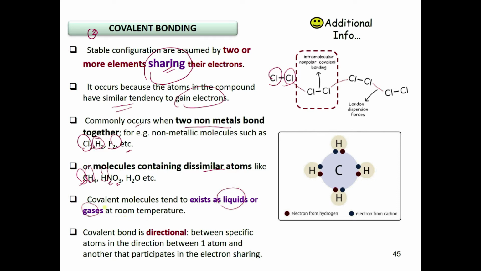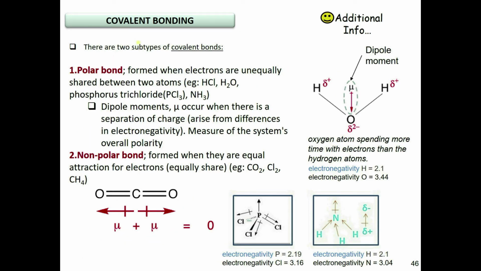This covalent bonding is directional because it has specific directions between one atom and another that participate in the electron sharing. There are two types of covalent bonding, one is polar bonding, another is non-polar bonding. Polar bonding is when the electrons between the atoms are not equally shared. For example, it happens in hydrochloric acid, water, phosphorus trichloride, and ammonia.